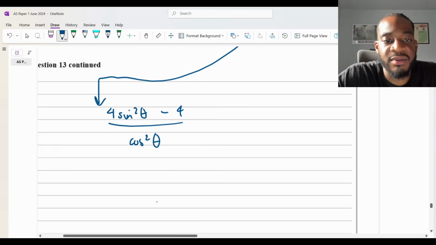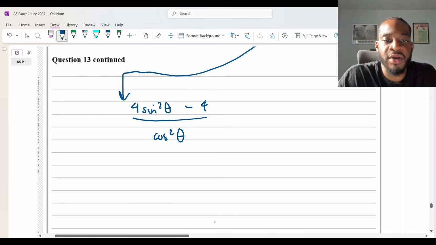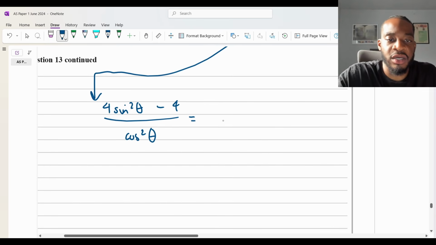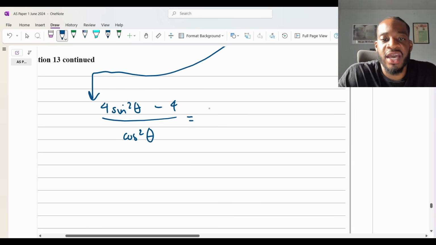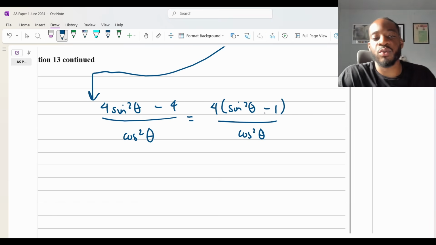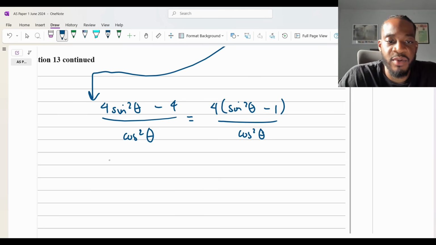Now, just looking at that in itself, firstly, I've got a common factor of 4 on the numerator. When I see anything like that, just take it out, see what happens. 4 sine squared theta minus 1, and then over cos squared theta. Now, this looks familiar to me, right? Sine squared minus 1, 1 minus sine squared. Remember your identity, sine squared theta plus cos squared theta is equal to 1.